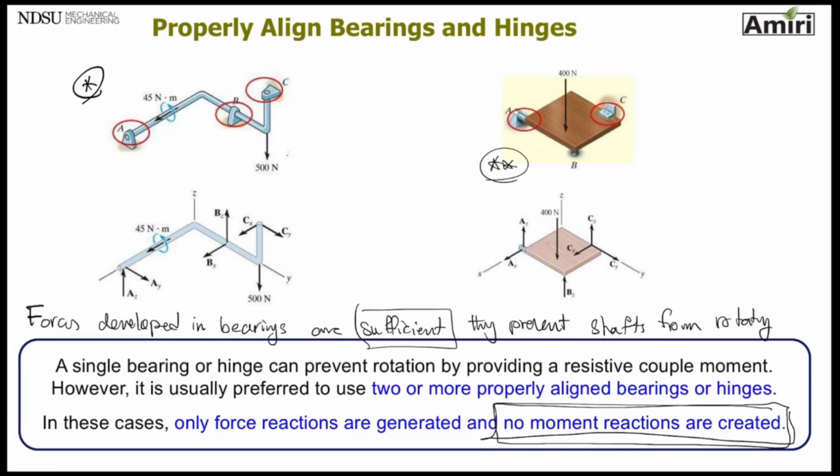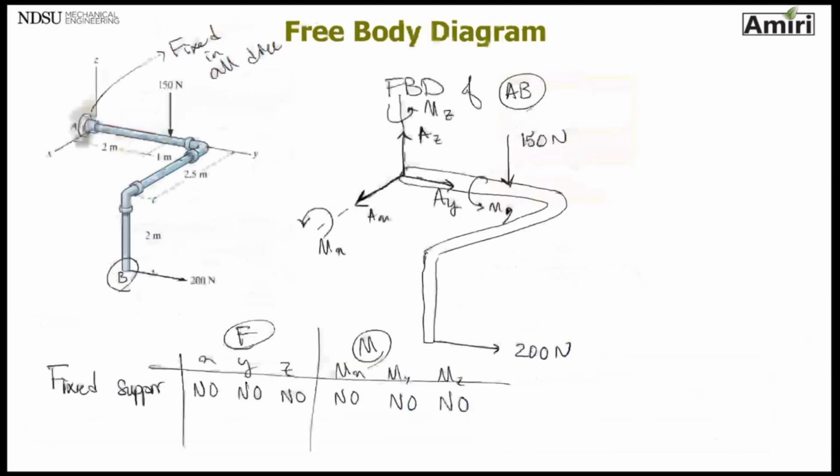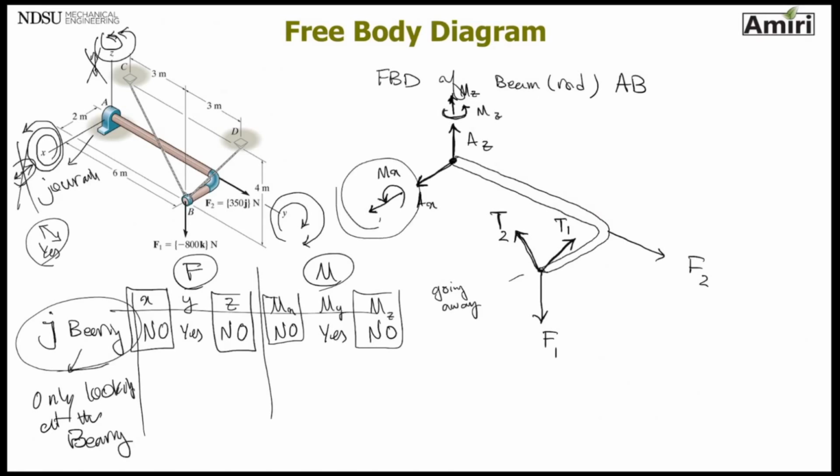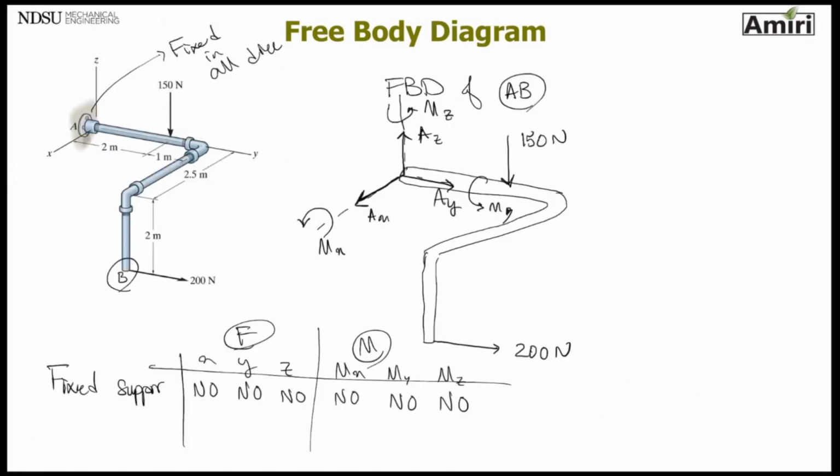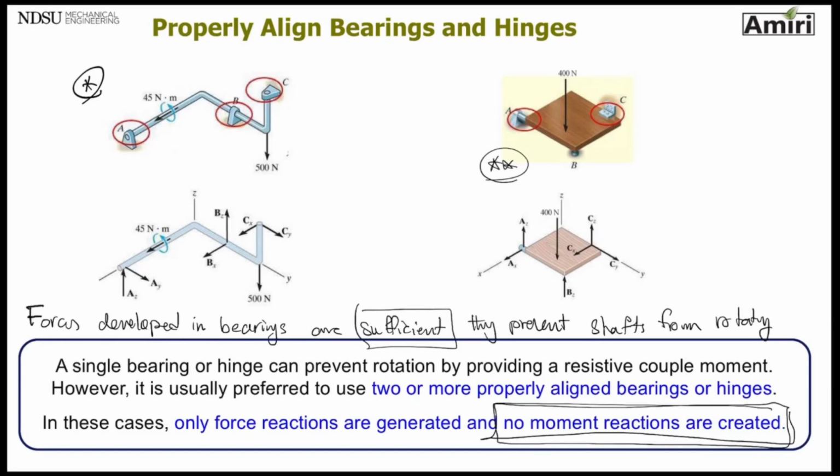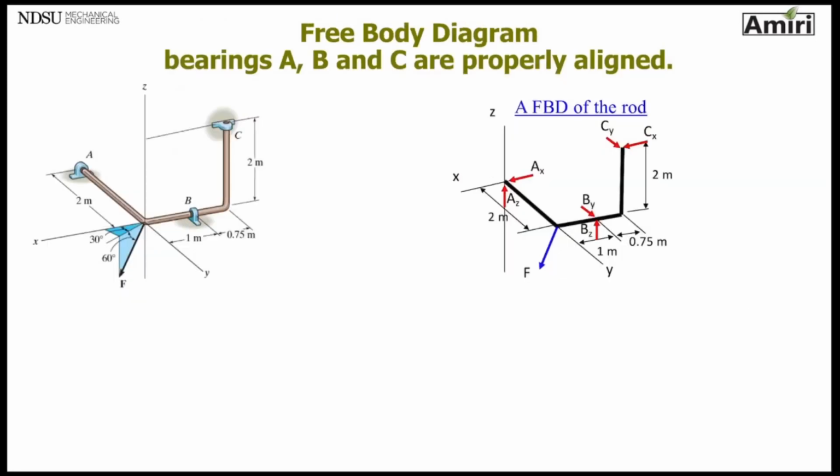So as you can see, although I'm assuming these are journal bearings, you don't see any moments. I want you to pay attention here. I had a journal bearing earlier. You see that? It generates moments. But here, because it is properly aligned, it does not generate moments. For problems like this, it usually tells you that they're properly aligned, or you can see that the bearings are in three axes, X, Y, Z, in every direction, so no moment is generated in those bearings.